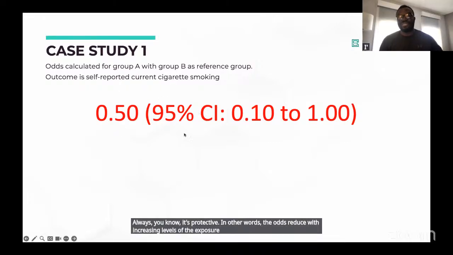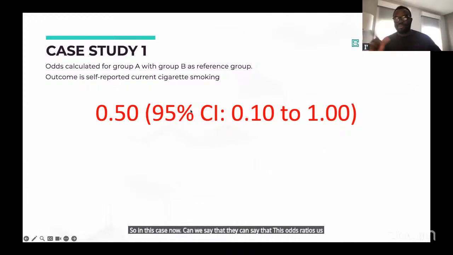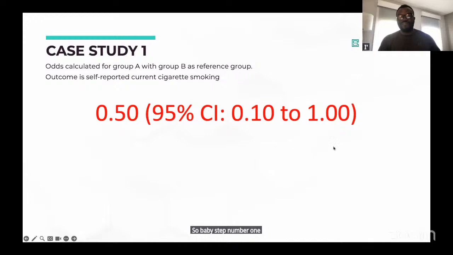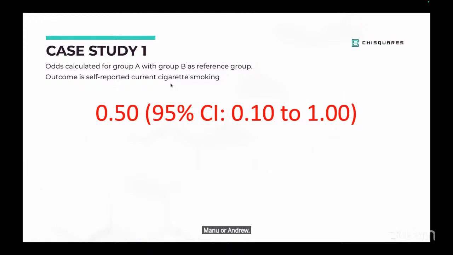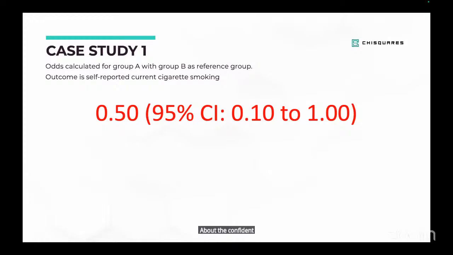So we need to be able to understand this. In this case now, can we say that these odds ratios are statistically significant? Let's start with baby steps. Baby step number 1: is this confidence interval indicative of a significant relationship? Yes or no? Manuel, Andrew. Oh, sorry, I was just raising my hand because I didn't get something you said clearly about the confidence interval. Yeah. Okay.